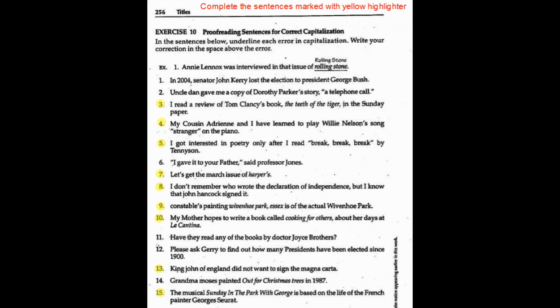Okay, now I'd like for you to turn the page to page 256, and I only want you to do the numbers that are highlighted in yellow on the screen, and so that would be number 3, 4, 5, 7, 8, 9, 10, 13, and 15. We didn't study the other title rules right now, so we're going to skip some of these. So that's why I want you to do just those numbers.